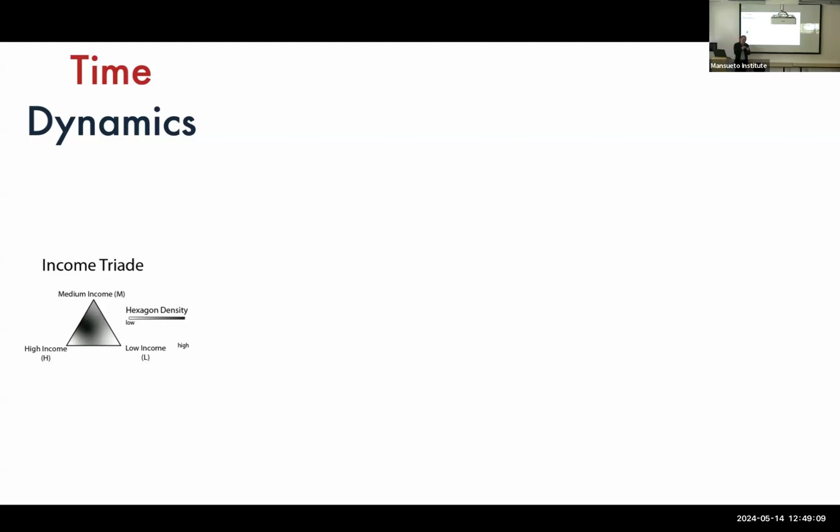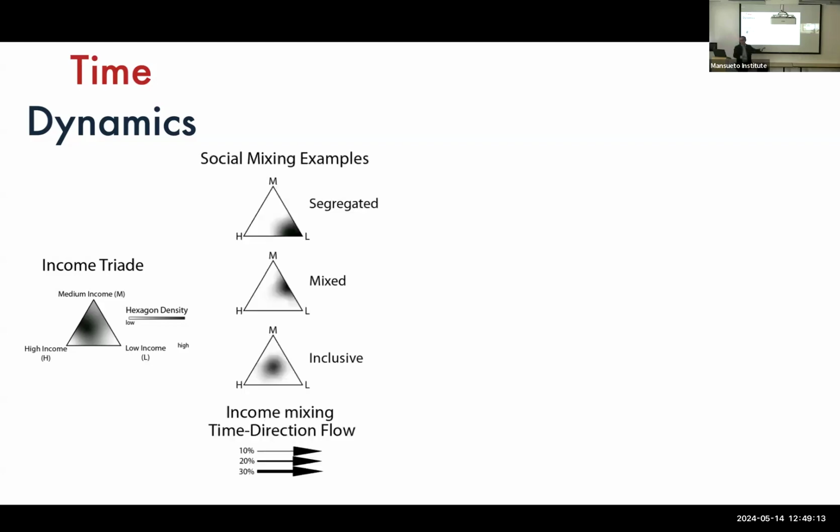And then you can study how each of these hexagons can be represented in this grid. So if you have a hexagon with all the population in one particular area, in this case, for example, you have a highly segregated low-income hexagon. Then you have a mixed one here, between the medium and the low. And of course, if you live in an incredible dreamy city, everything is in the center of the triangle.